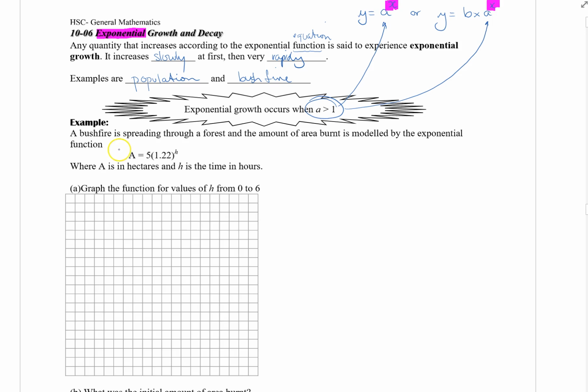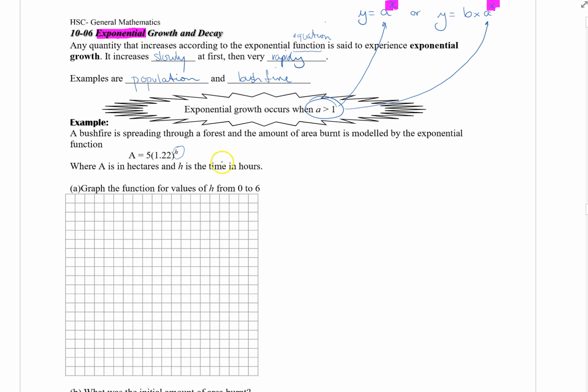So here's the example. A bushfire is spreading through a forest. The amount of area burnt is modeled by the exponential function A equals 5 times 1.22 to the h. Here's your 1.22, which tells us it's going to be a growth because the number in the a position is bigger than 1. Now, h is your exponent. The number of hours is the thing that is varying, and that's in the power position or the index position. A is in hectares and h would be time in hours.